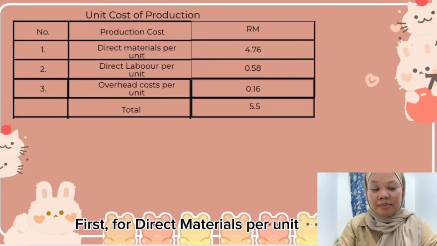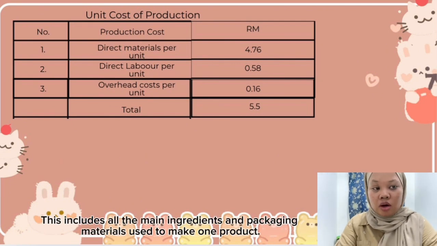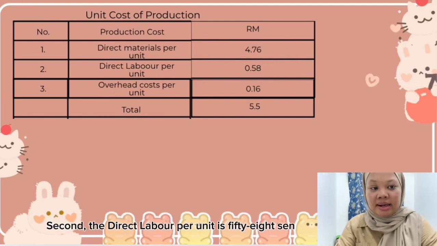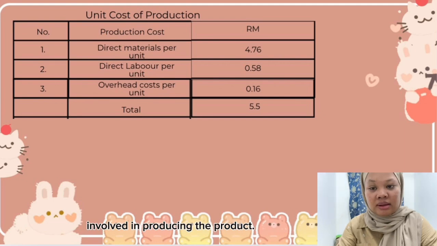First, for direct material per unit, the cost is 4 ringgit and 76 cents. This includes all the main ingredients and packaging material used to make one product. Second, the direct labor per unit is 58 cents. This refers to the wages paid to workers who are directly involved in producing the product.